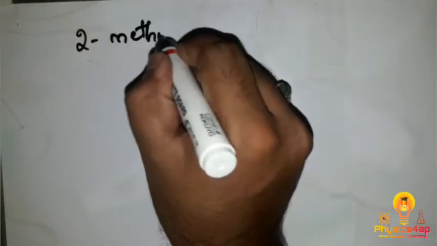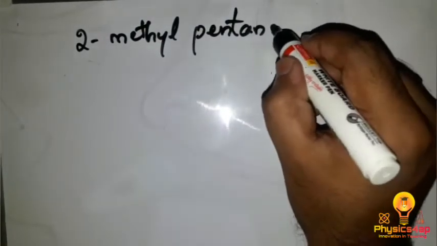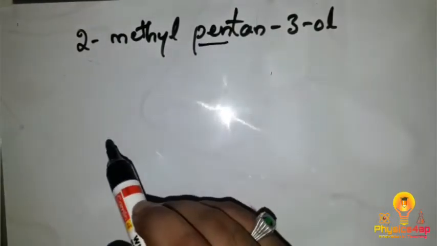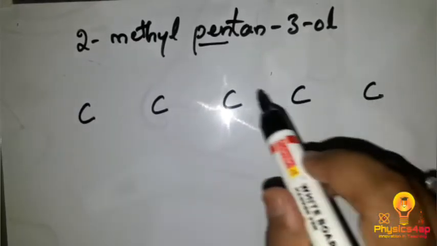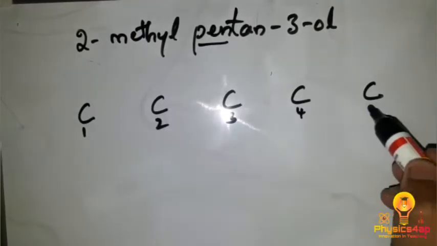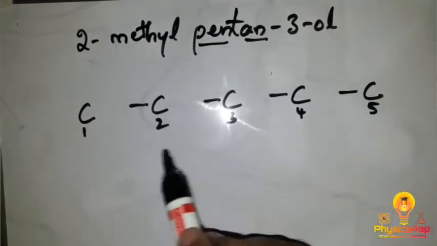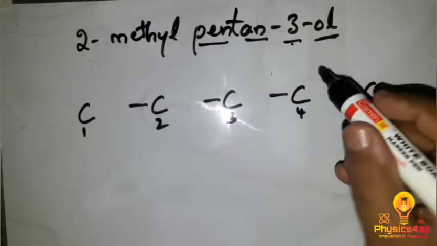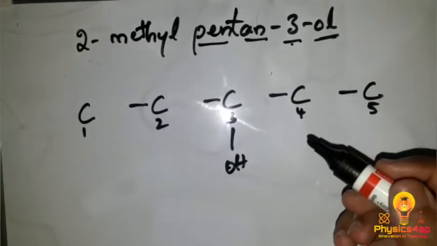2 methyl pentane 3 ol. As usual, first see the root word, that is pent: 1, 2, 3, 4 and 5. 5 carbons, give the numbers, and ane, that means single bonds. 3 ol means that at the third position we have ol. Ol is nothing but oxygen, alcohol. So at the third position we have alcohol, and 2 methyl.